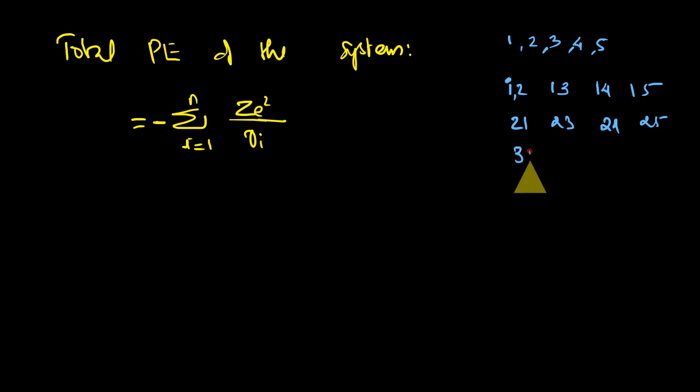And 3,1, 3,2, 3,4, and 3,5. Then 4,1, 4,2, 4,3, and 4,5. And then 5,1, 5,2, 5,3, 5,4. So these are the possible combinations between these electrons 1, 2, 3, 4, 5.